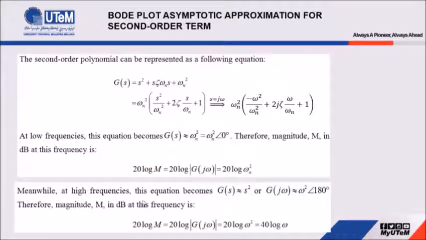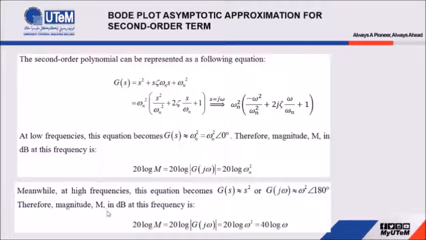Okay, meanwhile at high frequency, this equation becomes s square, because when we put omega equal to infinity, this component becomes negative infinity, and also this component becomes infinity. So when this component becomes infinity times 2, this component we can ignore. That's why the result becomes s power 2, or j omega power 2, or omega square with angle 180 degrees. In order to calculate this phase, we just use the same formula as previously mentioned. So after we use that formula, we get the phase equal to 180 degrees.